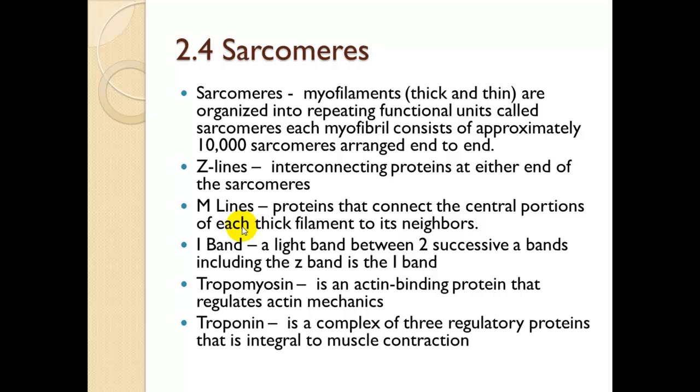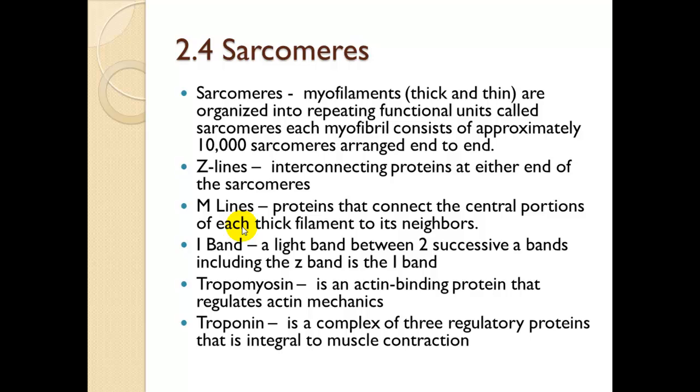Sarcomeres. Myofilaments, thick and thin, are organized into repeating functional units called sarcomeres. Each myofibril consists of approximately 10,000 sarcomeres arranged end to end. In this, we have things called Z lines, M lines, and I band, and we come down to two proteins here called tropomyosin and troponin.